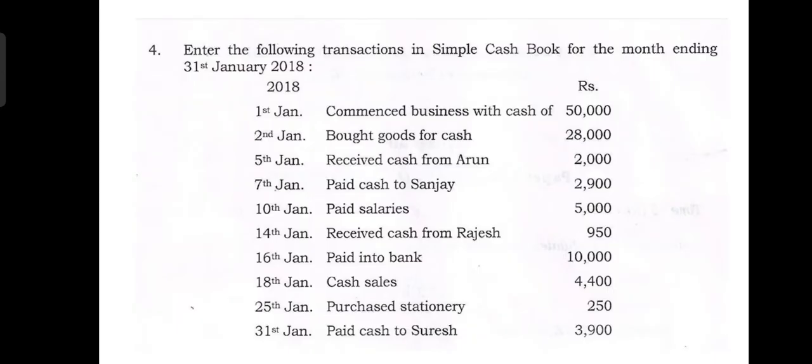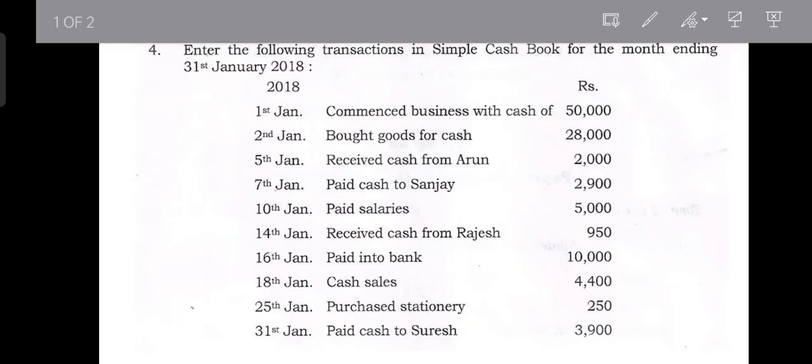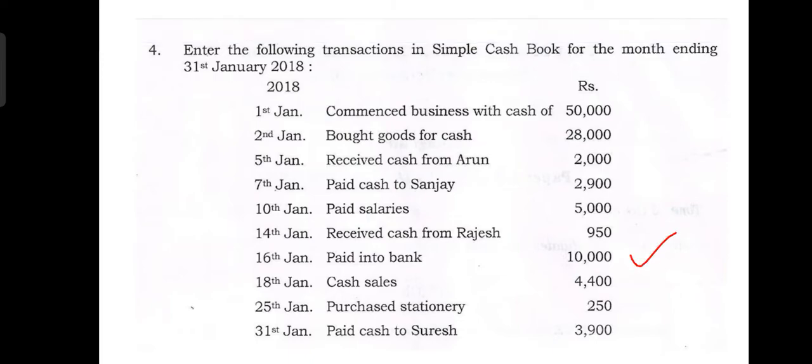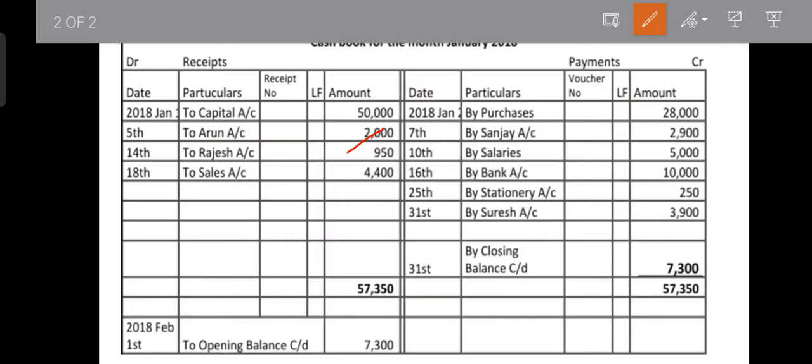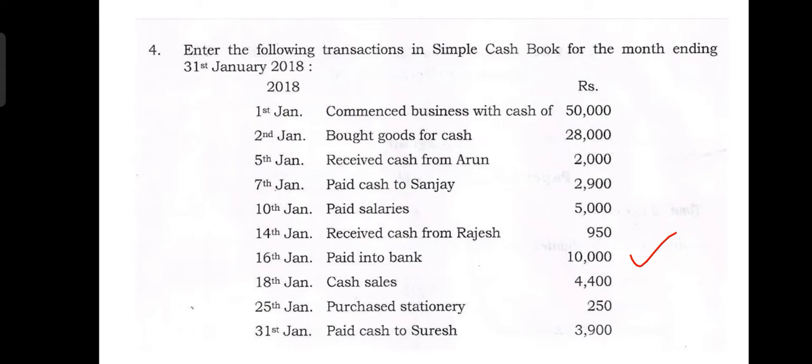After 14th, it is 16th, paid into bank 10,000 rupees. Okay, now cash is not going out of the business, but cash is going out of the cash box. It is going to the bank. So from the cash book you have to reduce the balance, so you go to the cash book, right, under the payment side, that is by bank account, it is 10,000, that is on 16th. Okay, now see the next transaction.